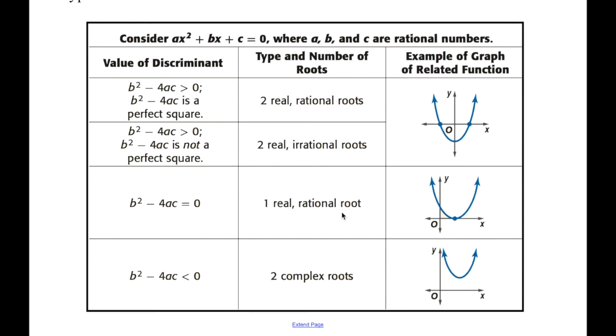And when we get imaginary roots, 2 complex roots, the value of that discriminant is negative, so it's less than 0, and it never touches the x-axis. We've kind of talked about that. So this is the lesson where you can actually see graphically what's happening. If we have 2 real roots, it crosses the x-axis twice. 1 real root, the vertex touches the x-axis. And 2 complex roots means it never touches the x-axis.